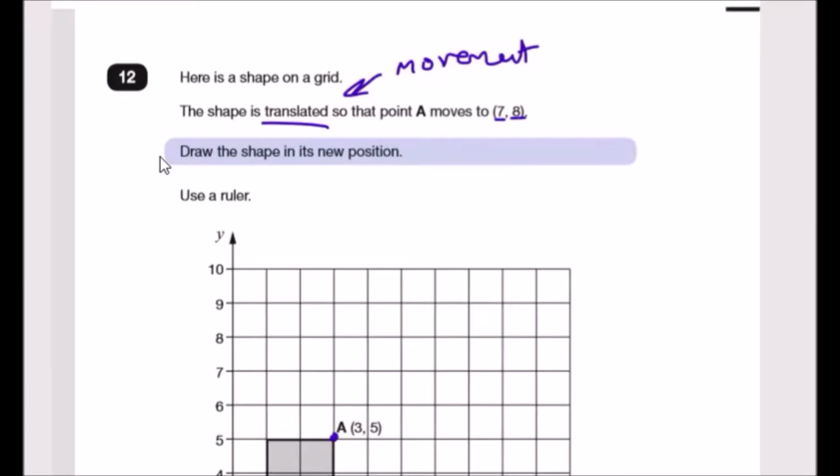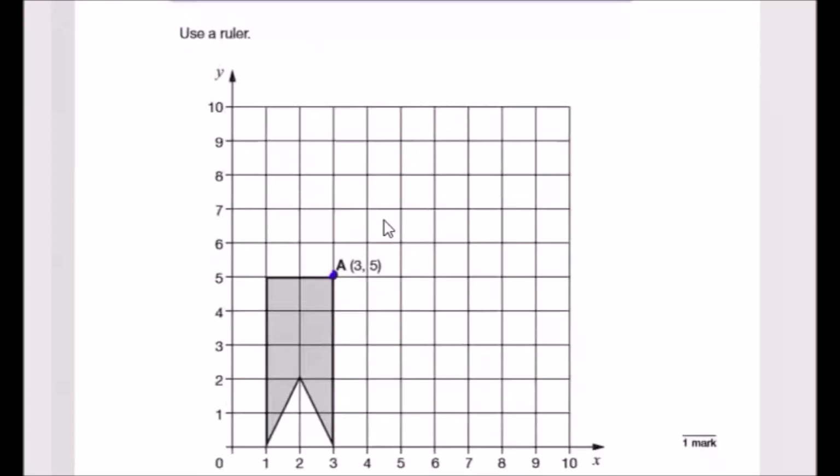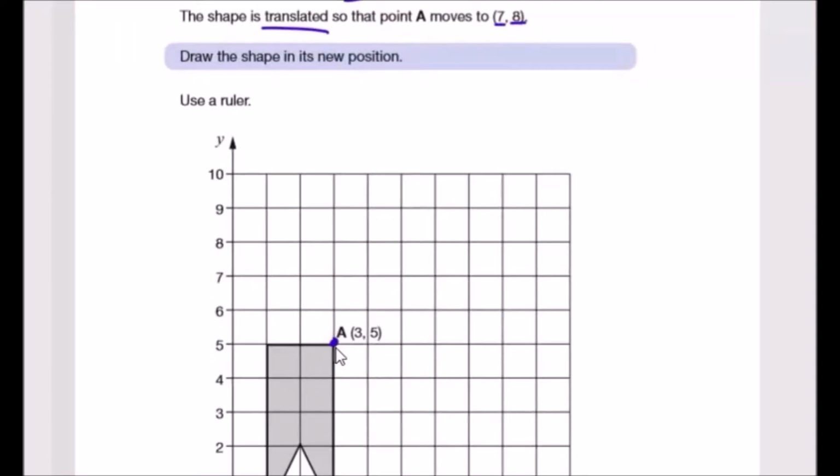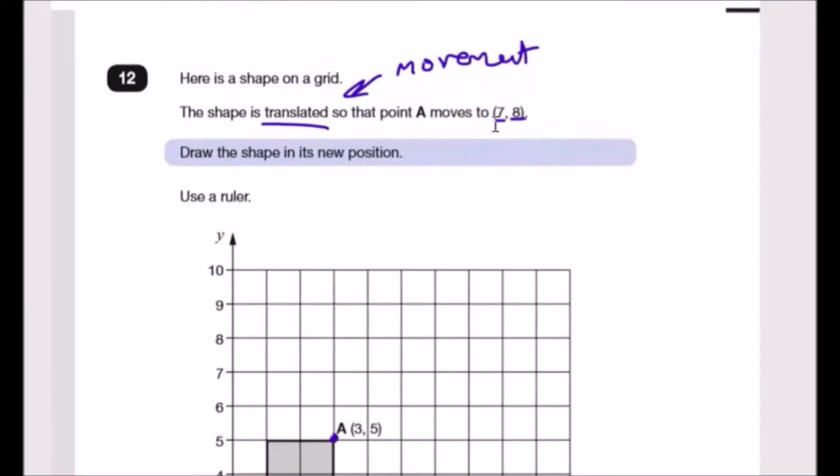Okay guys, number 12. Here we go. So here is the shape on the grid. Now this shape is translated so that this point A here moves to a position of 7, 8. So an x coordinate of 7 and a y coordinate of 8. It's always in this order, x first and y second.